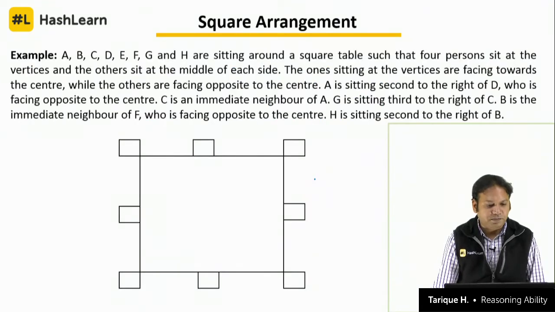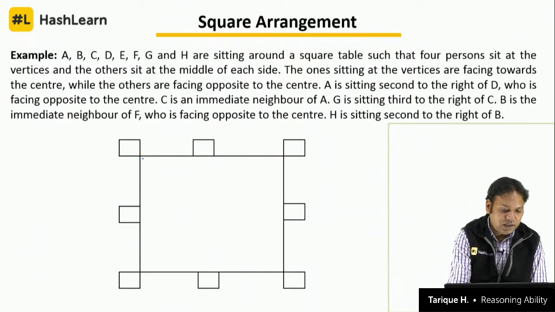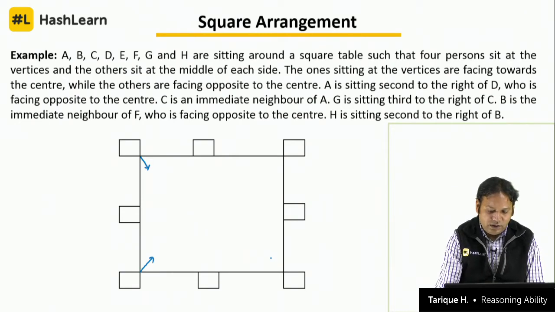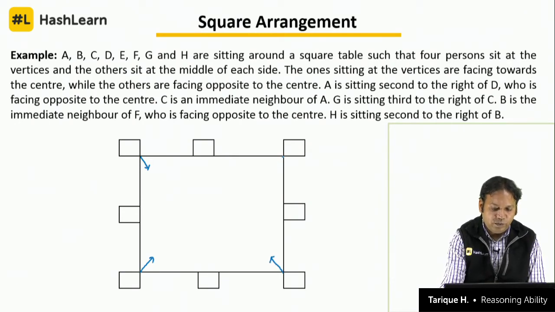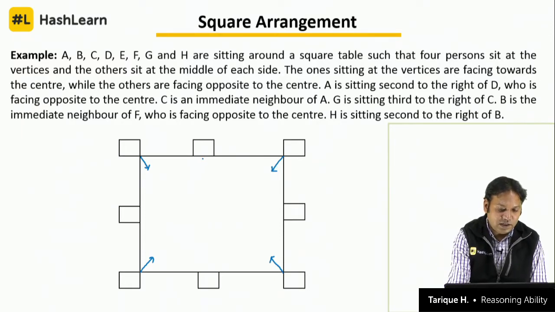So let's see one question here. A, B, C, D, E, F, G and H are sitting around a square table such that 4 persons sit at the vertices and the others sit at the middle of each side. Okay, so I have made 8 boxes here, 4 at the vertices and 4 at the middle of each side. The ones sitting at the vertices are facing towards the center. So these 4 persons, 1, 2, 3 and 4, are facing towards the center while others are facing opposite of the center. So others here mean these 4.